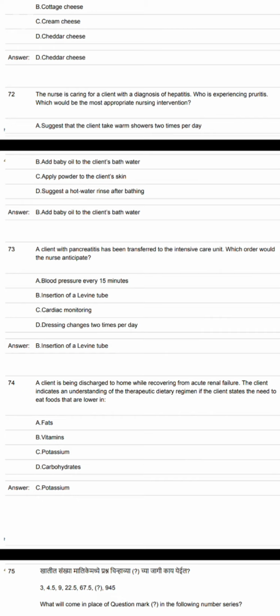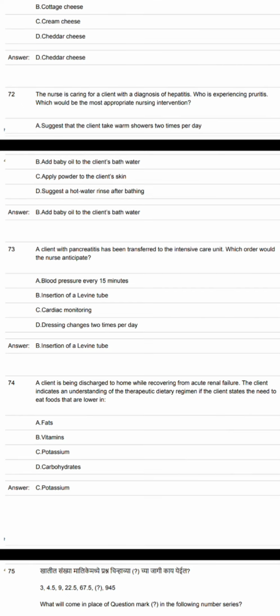74 question. A client is being discharged home while recovering from acute renal failure. The client indicates an understanding of the therapeutic dietary regimen. If the client states the need to eat foods that are lower in, answer is C, potassium.